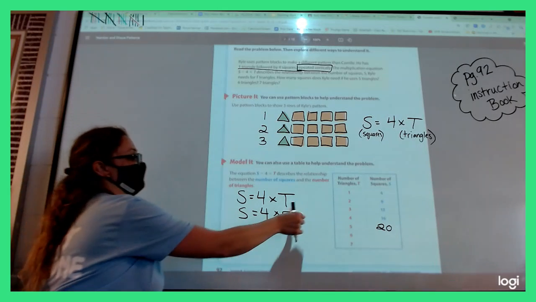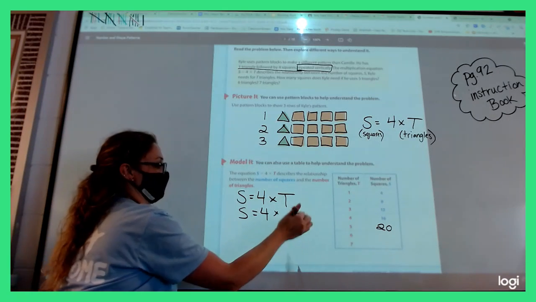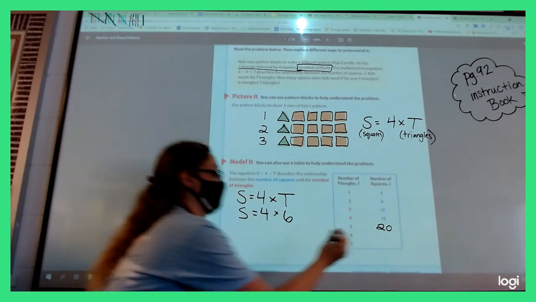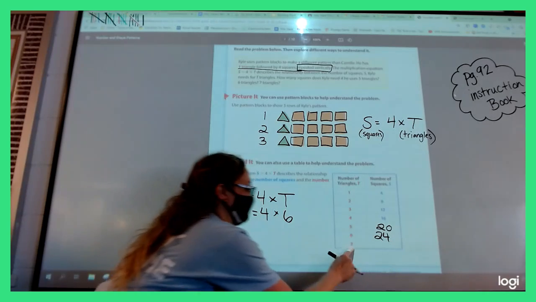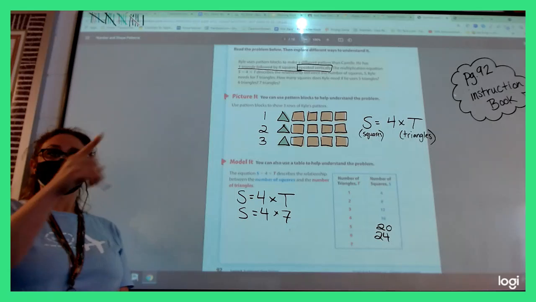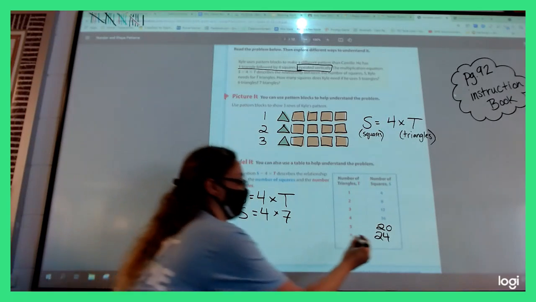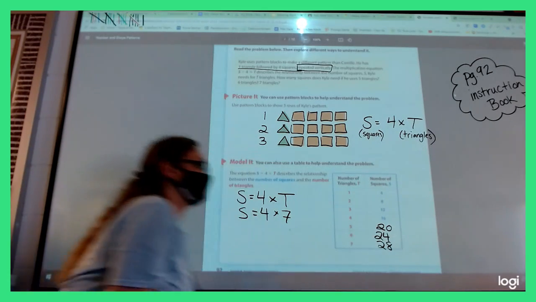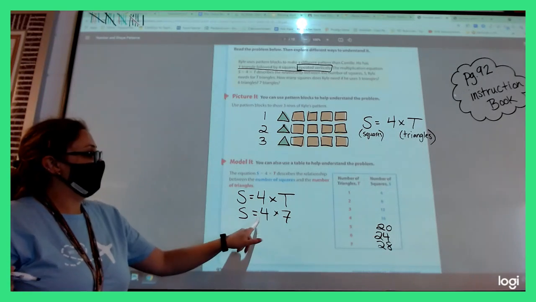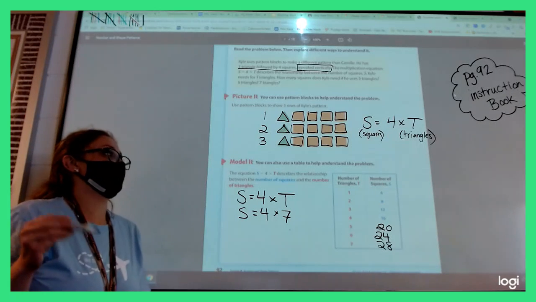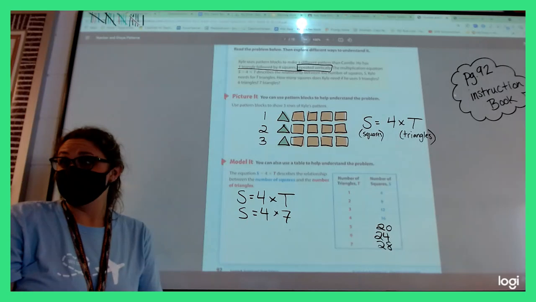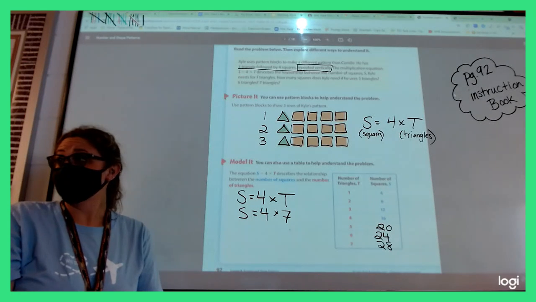All right, now we're thinking if I have 6 triangles, my t is a 6, how many squares would I have? Emma? 24. Okay. And last but not least, if my t for triangles is 7, how many squares would I have? Cadence. 28. So, I see that we've got a pattern going on. We could probably keep skip counting. But would this be helpful if I said, how many squares would I have if I had 74 triangles? Could we solve it? How would we do it?